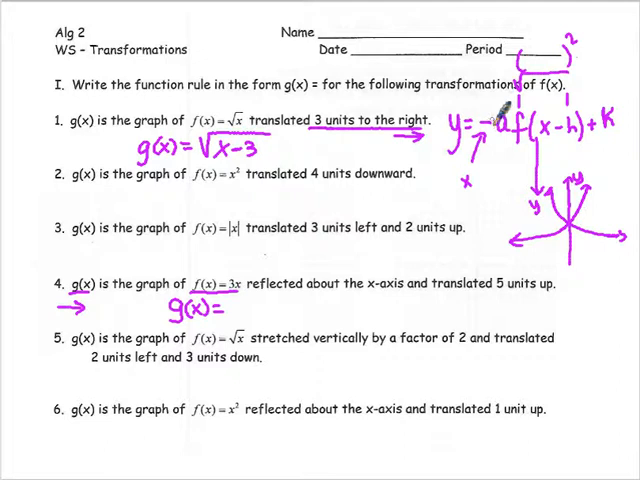But anyways, okay, so we're reflecting about the x-axis, the opposite of, and we're translating 5 units up. So that's my k value. So the opposite of 3x and plus k, right? Because we're going up 5. So that would be my equation for number 4.